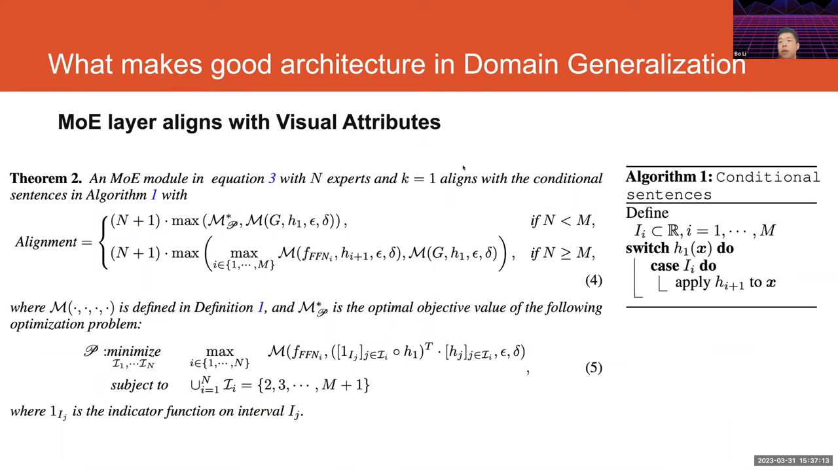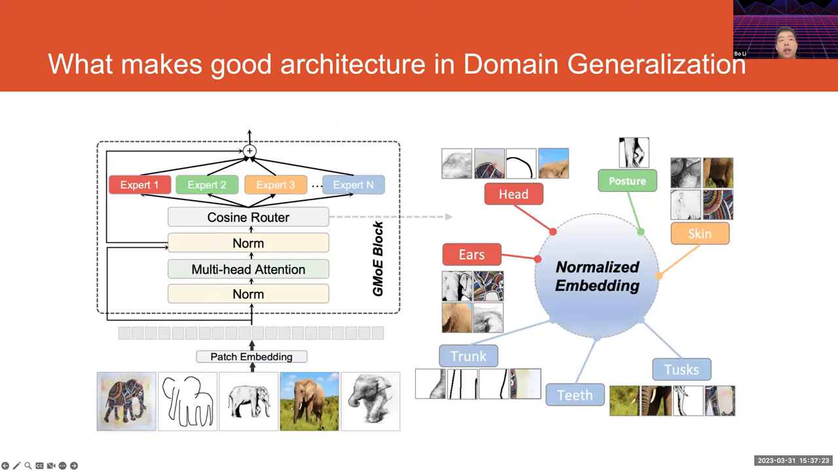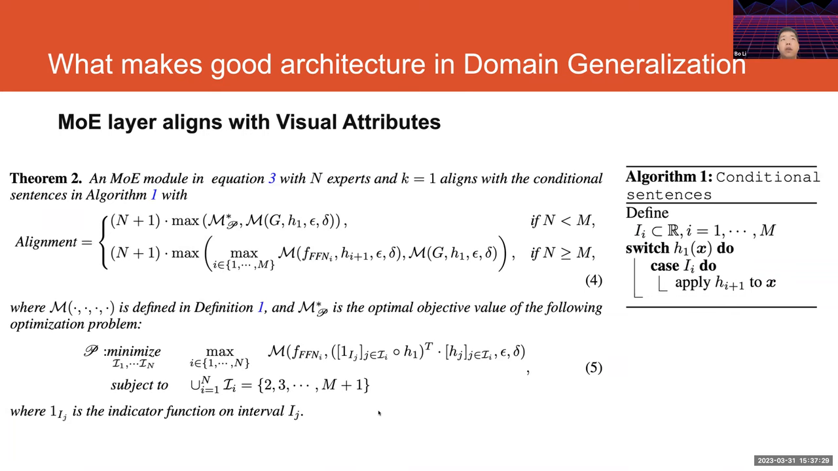It's like if this equals that, then apply expert one to process this token. We opine that if the training data can be decomposed into multiple visual attributes, then the MoE layer would be naturally fit for conditional statements and a good choice to process these types of data.